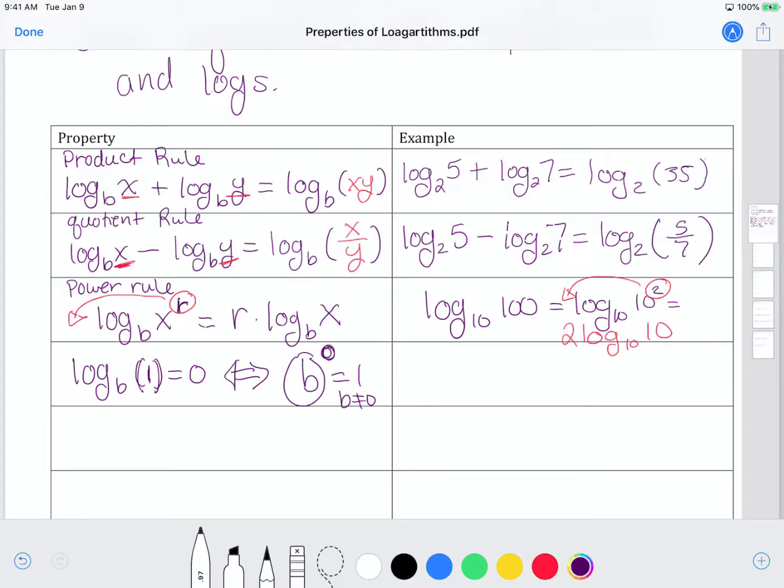So for example, if I asked you to take log base 1/2 of 1, that should be 0. It doesn't matter what this is, as long as it's not 0. If I take the log of 1, it should always be 0. That's my exponent so that I get an answer of 1.